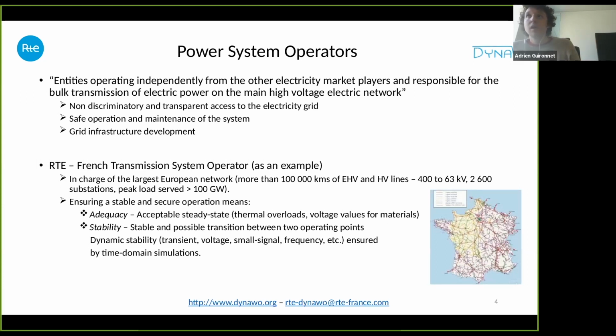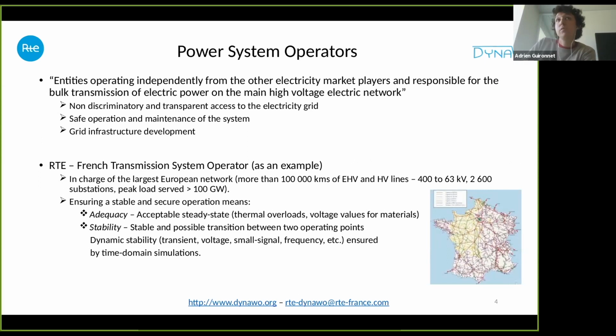Just to give you also a few figures to illustrate this, in our case, RTE is the French transmission system operator. It's just an example, but it's representative of what we're talking about. RTE is in charge of quite a large infrastructure, more than 100,000 kilometers of line, with a peak load served that is higher than 100 gigawatts. More than 2,000 substations also, quite a large infrastructure.